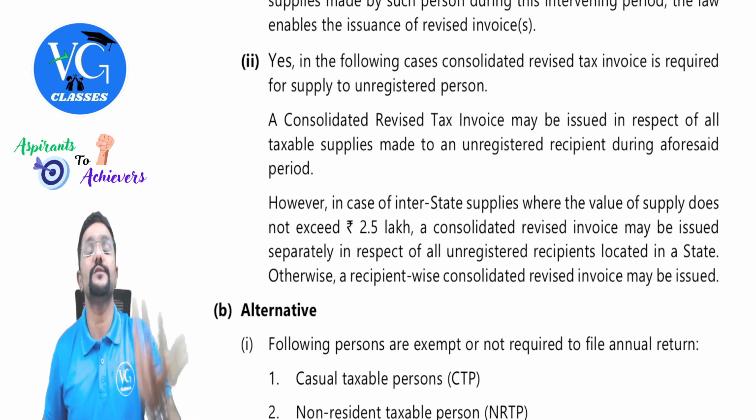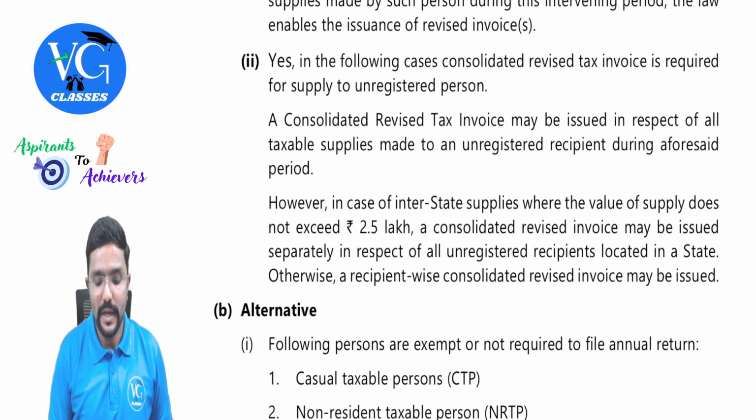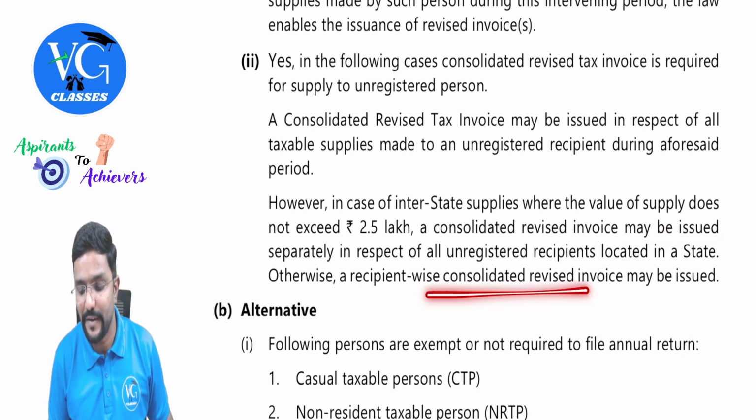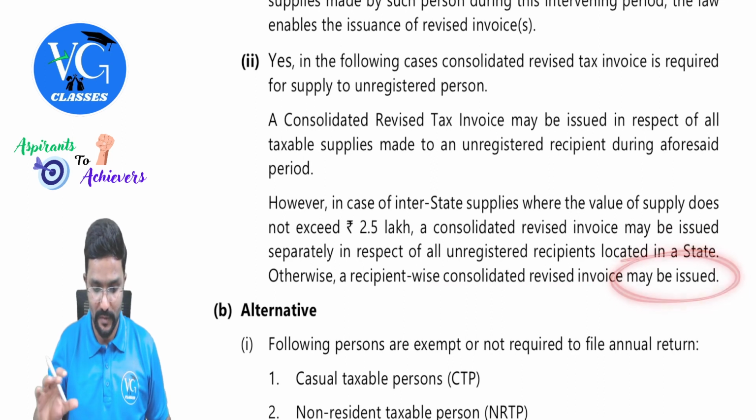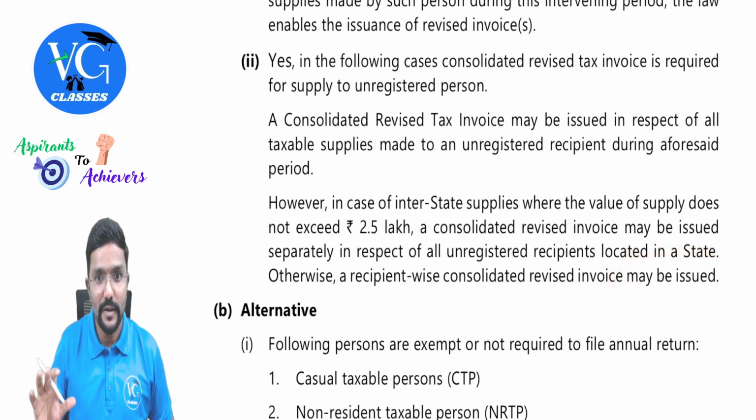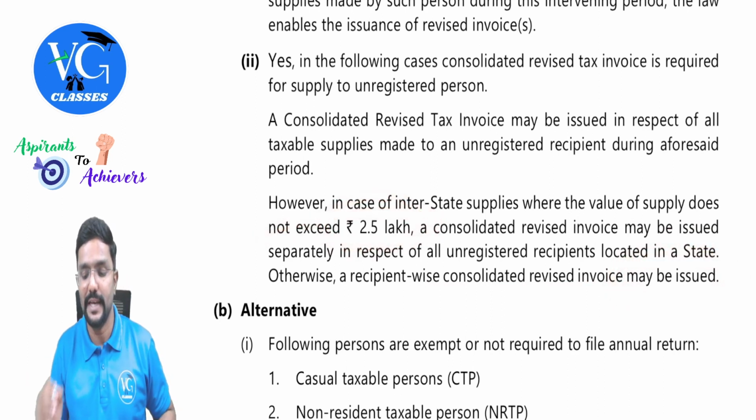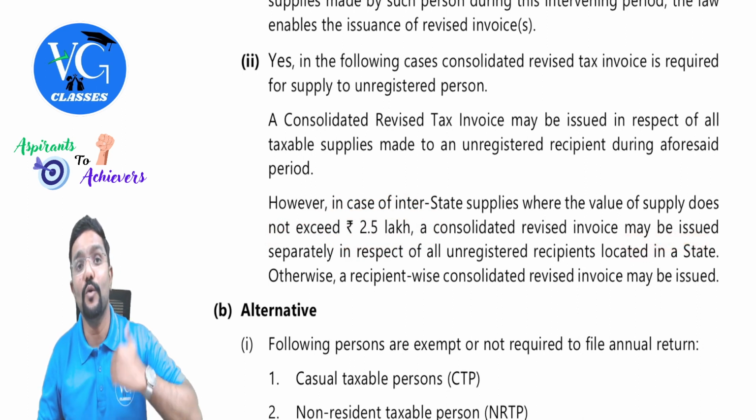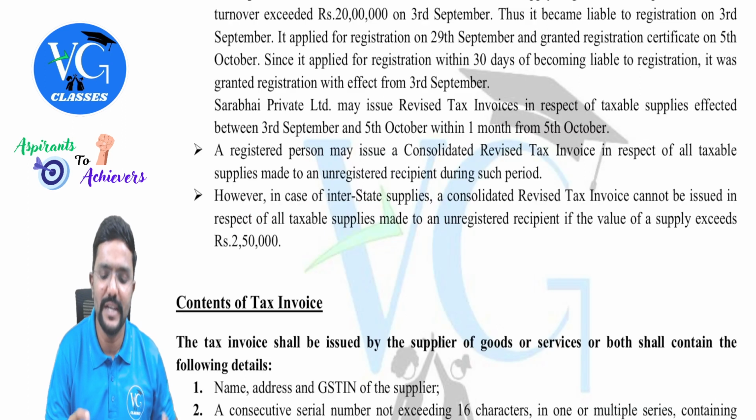Otherwise, if the value is more than 2,50,000, a recipient-wise consolidated revised invoice may be issued. One second. Does not exceed 2.5 lakh? Yes, we can issue it. May be issued. Sir, if it is more than 2,50,000, what? That is the vice versa case.